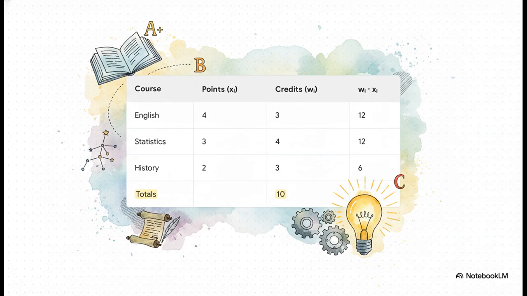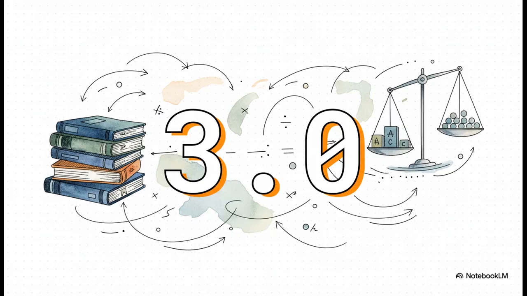Okay, let's actually do the math with this GPA example. First up, English. An A is 4 points, and it's a 3-credit class. Multiply them together, you get 12. Next, statistics. A B is 3 points, but it's a 4-credit class, so that's also 12. And finally, history. A C is 2 points for 3 credits, which gives us 6. So you can see our total credits, our weights, add up to 10, and our total weighted points are 30. So we take that total of 30, and we divide it by the total credits, 10. And boom, our GPA is a 3.0. See, this isn't just a simple average of the grades. It's a weighted average that gives us a much more accurate picture of performance.